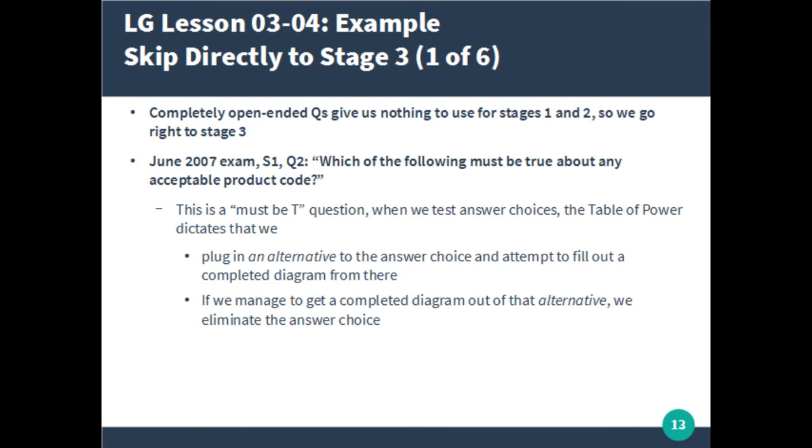So this being a must-be-true question, when we begin working on testing our answer choices with a purely stage 3 analysis, the table of power dictates that we have to plug in an alternative to the answer choice that we are testing. And based on that alternative, we attempt to fill out a completed diagram. If we manage to get a completed diagram out of that alternative, we eliminate the answer choice, and then we repeat the process for the next answer choice until we find one where the alternative that we try is the one that works. So what does that actually look like?